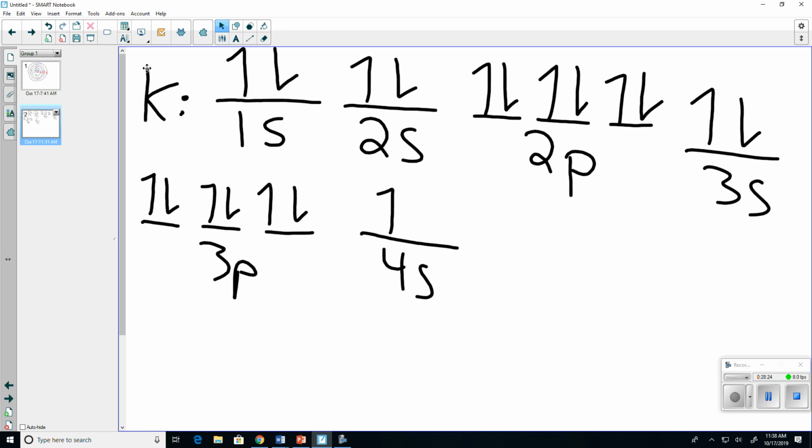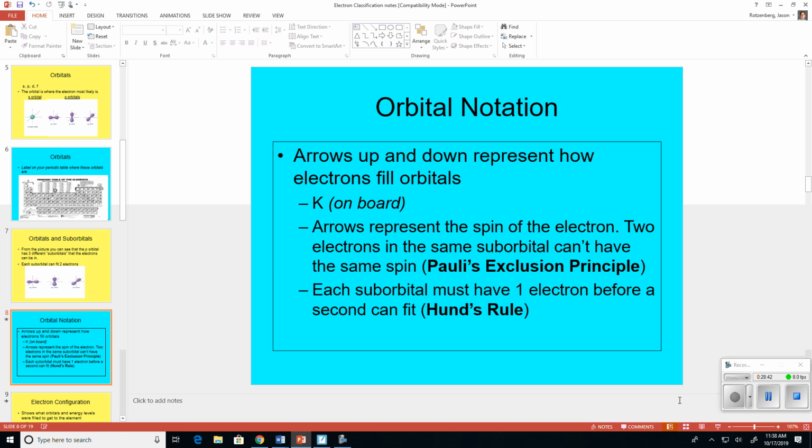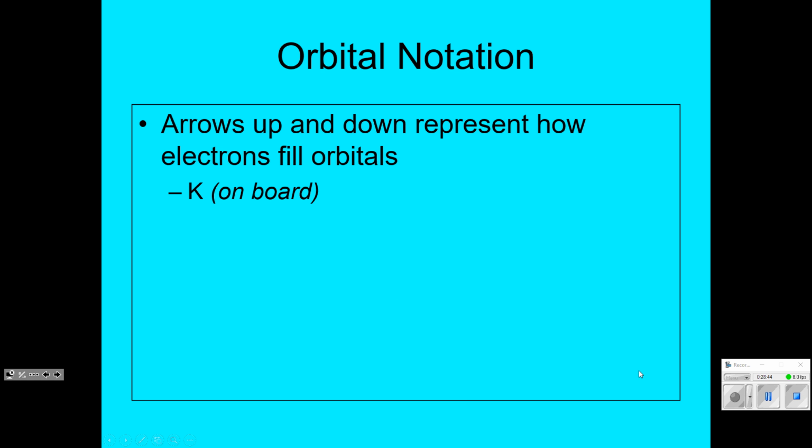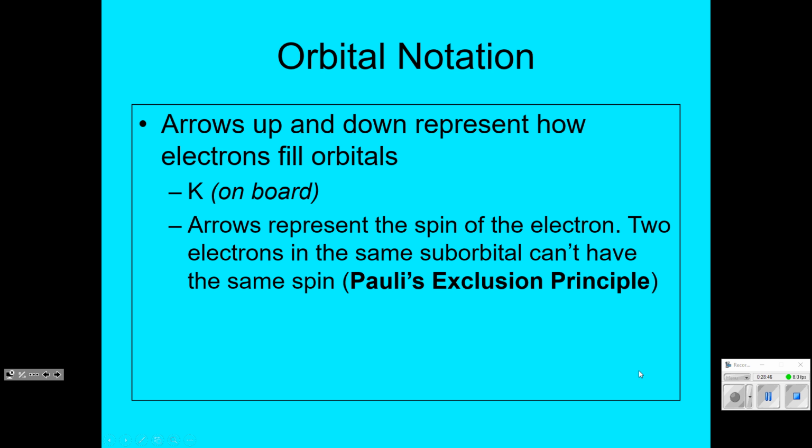Now, on your note sheet, it said rules for orbital notation. There's a big blank because we're going to have you fill in something right now. It says, arrows represent the spin of the electron. 2 electrons in the same suborbital can't have the same spin. If I go back to my slide here, that is Pauli's exclusion principle. So fill in the blank there, Pauli's exclusion principle, on the bottom of your note-taking sheet.